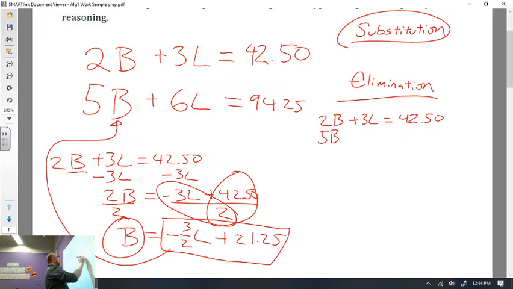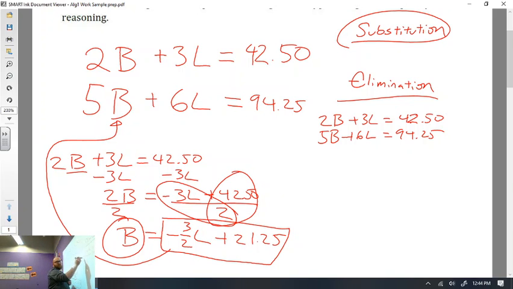5B plus 6L equals 94.25. Okay. So now to eliminate, we want our variables to be the same. Our B is above our B, our L is above our L, our equals above our equal, and our constants above our constant. But we want to make it so that if we subtracted the second equation, we would get 0. Right now that wouldn't happen.